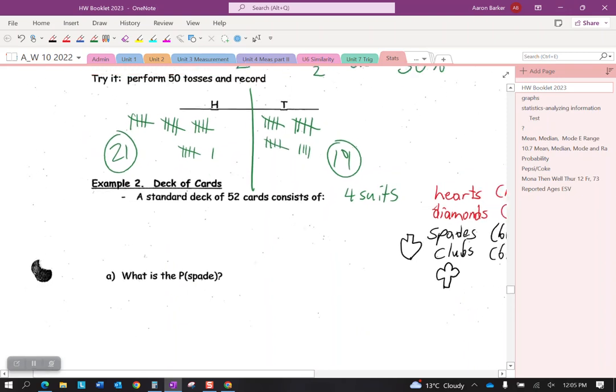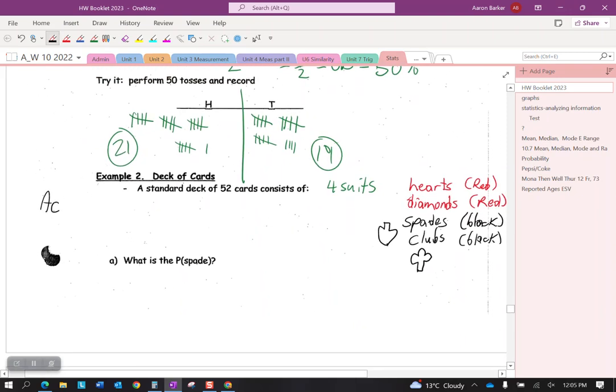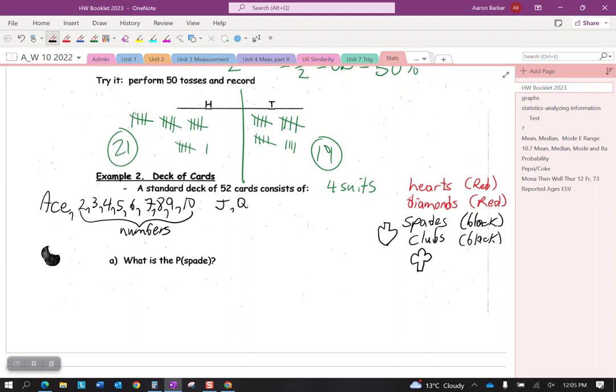Okay. Then you have your ace, which is sometimes low as a 1, sometimes high as a 13. Then you have, what do you have? 2, 3, 4, 5, 6, 7, 8, 9, 10. These are all your number cards. Then you have Jack, Queen, King. What do we call these ones? Face cards.